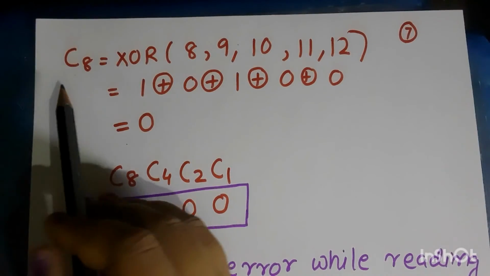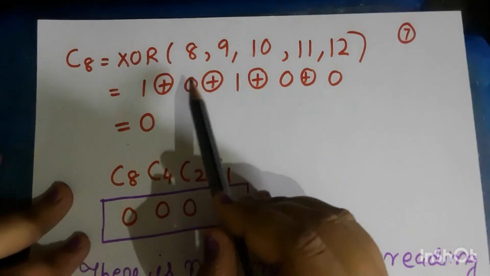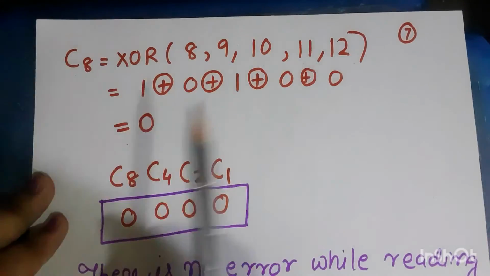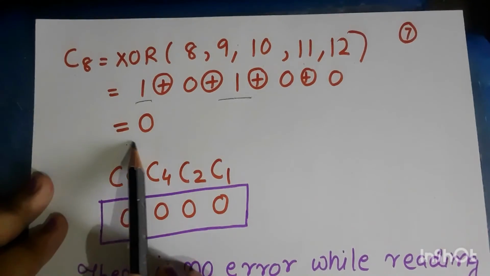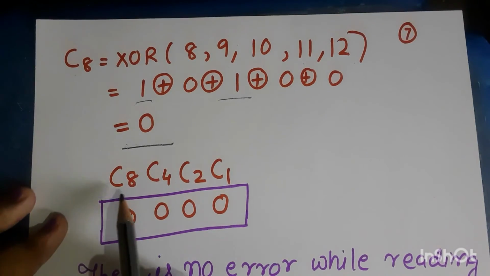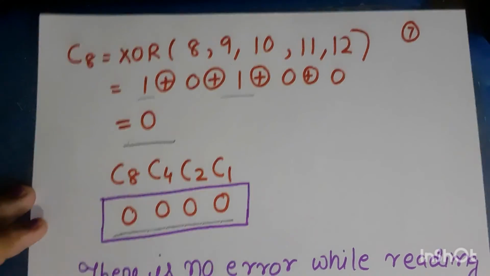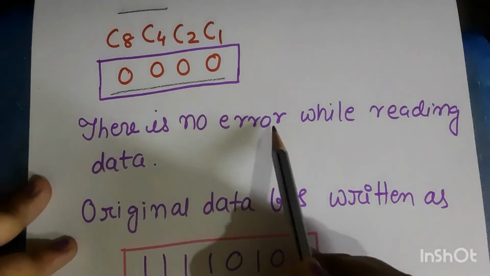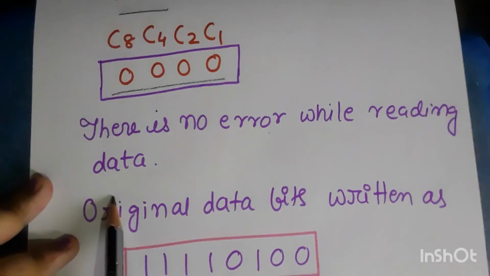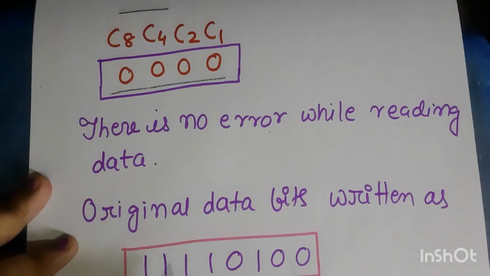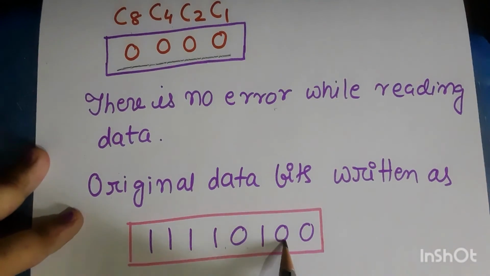Now C8 is the XOR of the bits at locations 8, 9, 10, 11, 12. An even number of ones, so 0. C8, C4, C2, C1 are all zeros. That means there is no error while reading the data. So the original data bits are written as 11110100.